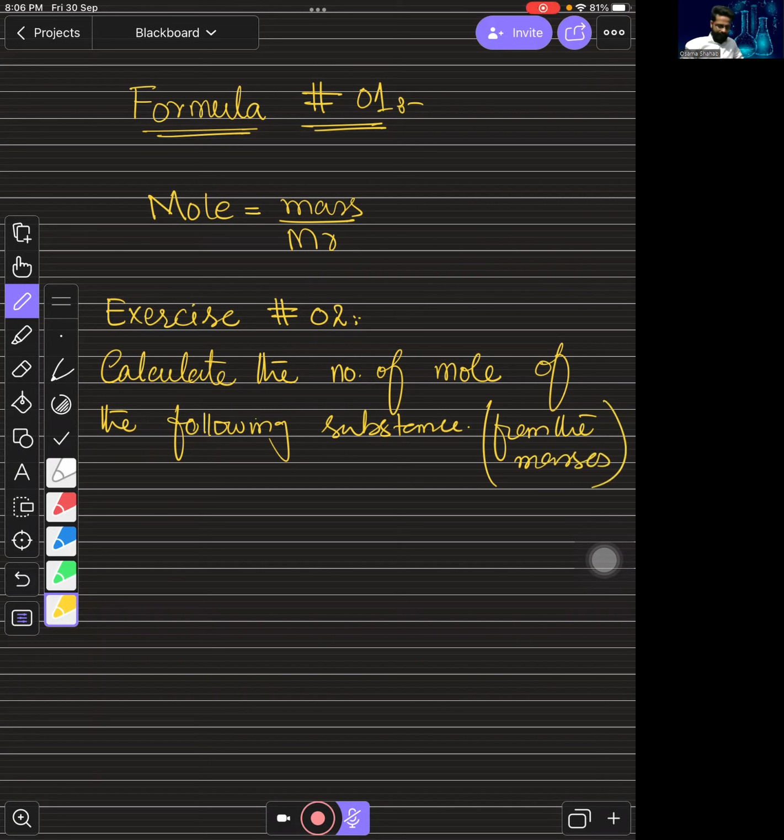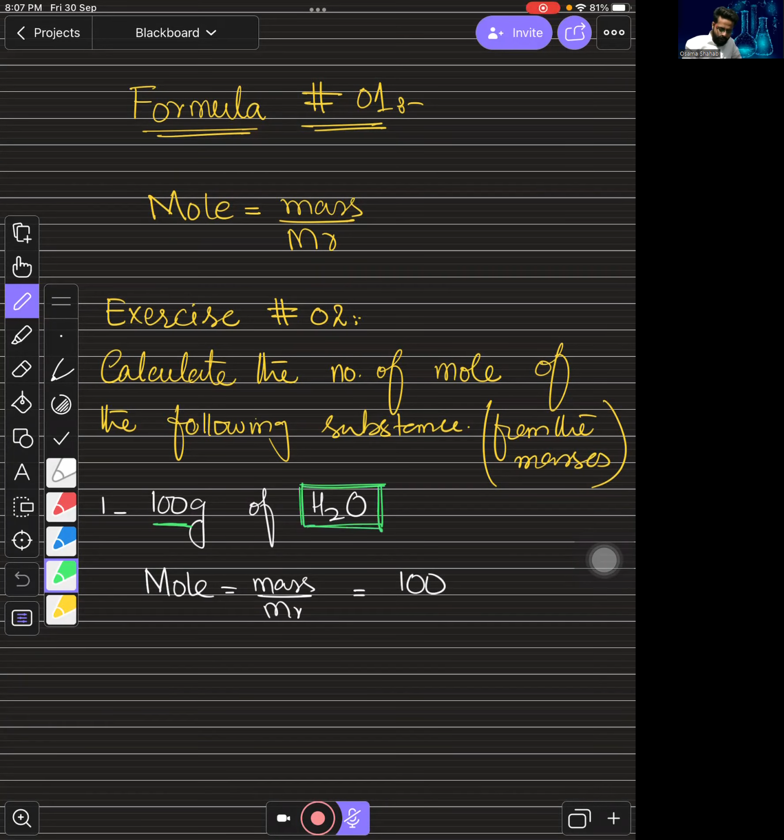Right, Bacho? So for the first question, for example, we have 100 grams of water. How can we find the moles? We know that moles are actually mass over MR, mass over MR. And the mass is already given to us, which is 100.